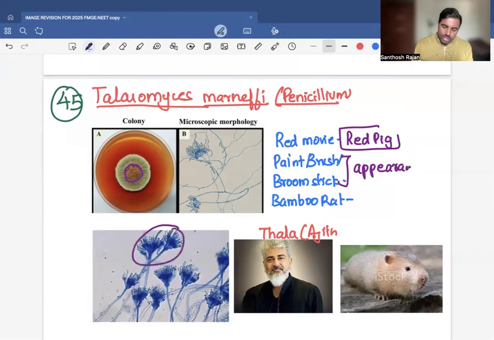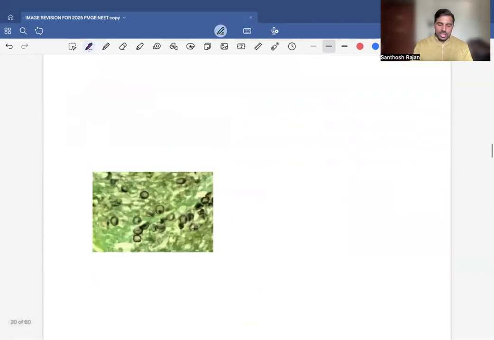This is the one. Broomstick-like, or sometimes paintbrush, whatever you can say, fine. And bamboo, because this is a reservoir. This is usually spread from the bamboo rat. Okay, bamboo rat, not bamboo shoot. That's it. So this is Talaromyces marneffei's thing. Talaromycosis means Talaromyces's favorite. He likes all these things: a red pigment, he likes paintbrush, broomstick, bamboo rat, finished. Very simple. Penicillium marneffei.